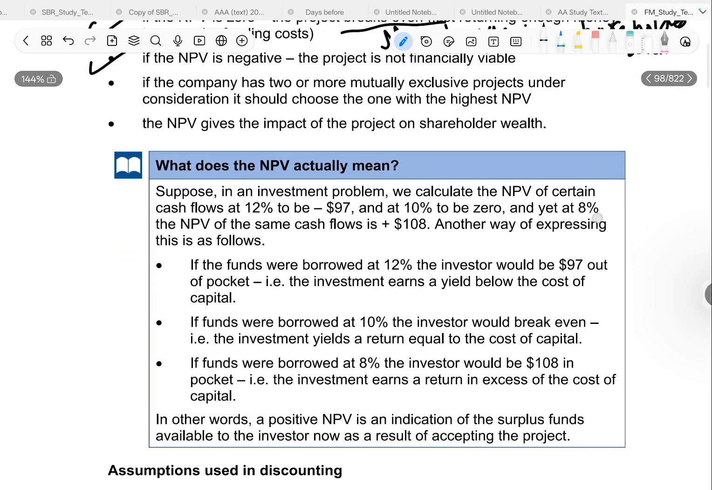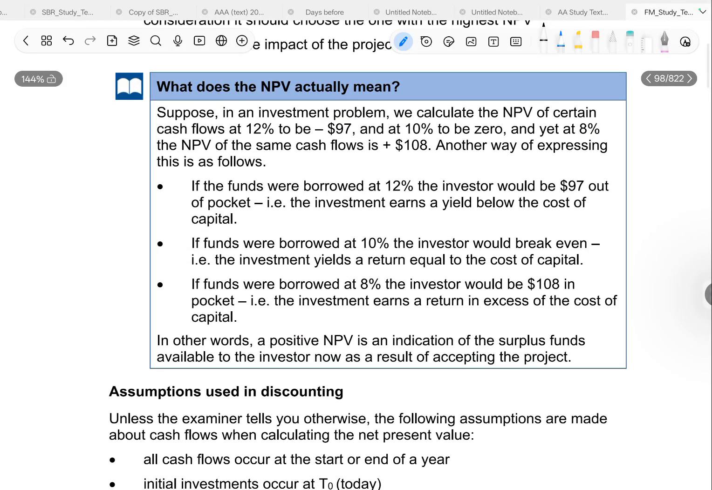So, what does NPV actually mean? Let's understand the economic meaning of NPV. Suppose we evaluate a project and we calculate NPV at 12% to be minus $97, NPV at 10% to be 0, and NPV at 8% to be plus $108.